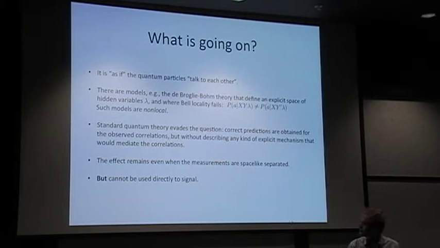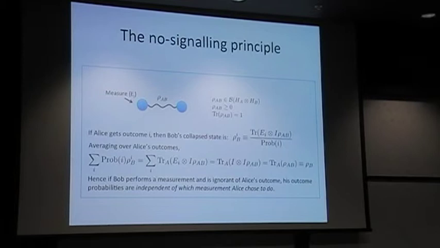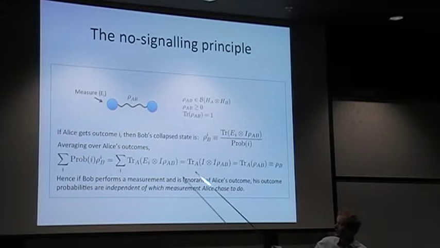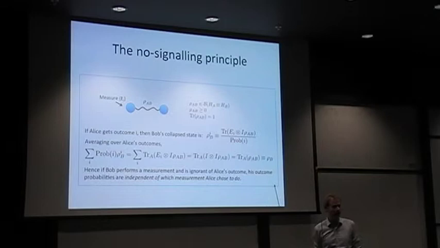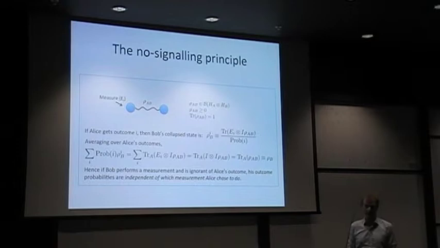And the other thing to say is that this effect, of course, cannot be used directly to signal. So here's the general statement of that that follows from the quantum no-signaling principle, which says that if two parties share generically any kind of joint state of two systems, and then one measures, the other one cannot determine what the first one's choice of measurement was simply by looking at their own outcomes. So let's do this quickly. Here's the proof of that.